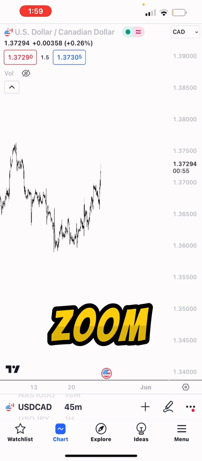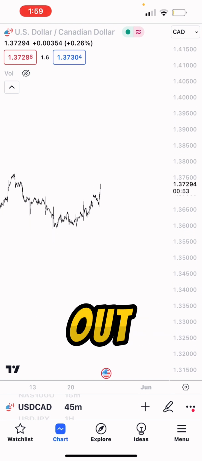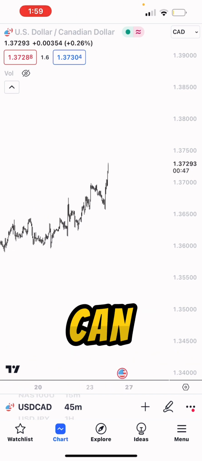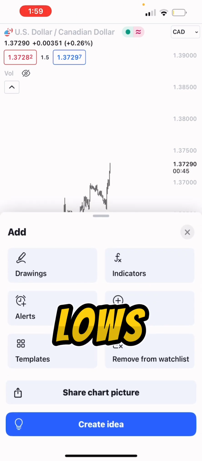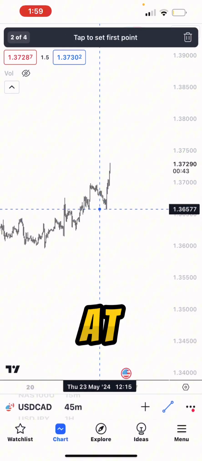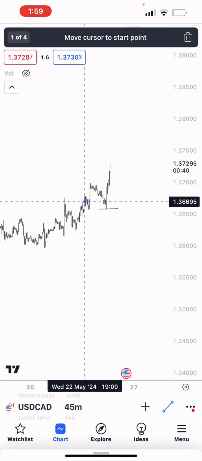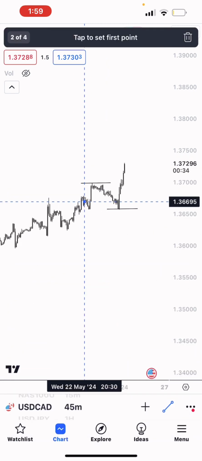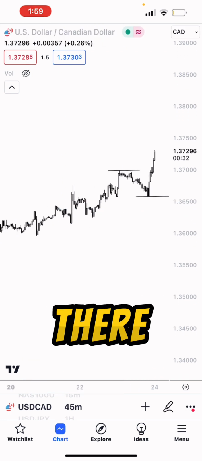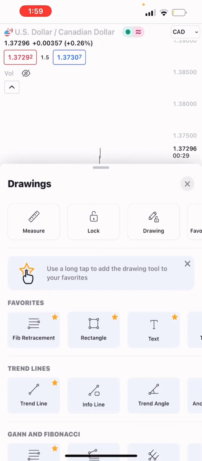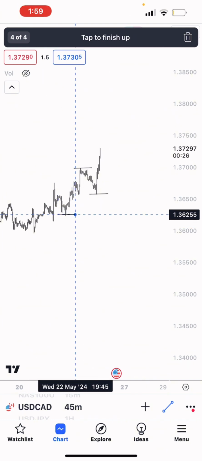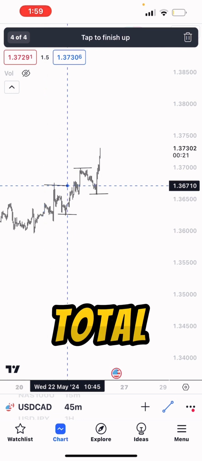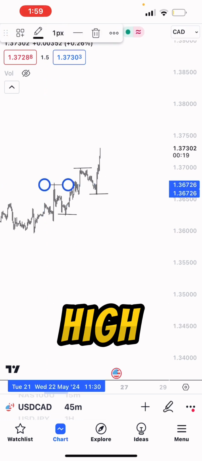What I do is I zoom all the way out, and the reason I zoom all the way out is to show us significant highs and lows. If we zoom all the way out, we can see that the significant highs and lows that resemble that uptrend would be this low, this high, then another low there, and we have a previous high here. In total we have 4 pieces of structure with a new high being broken.